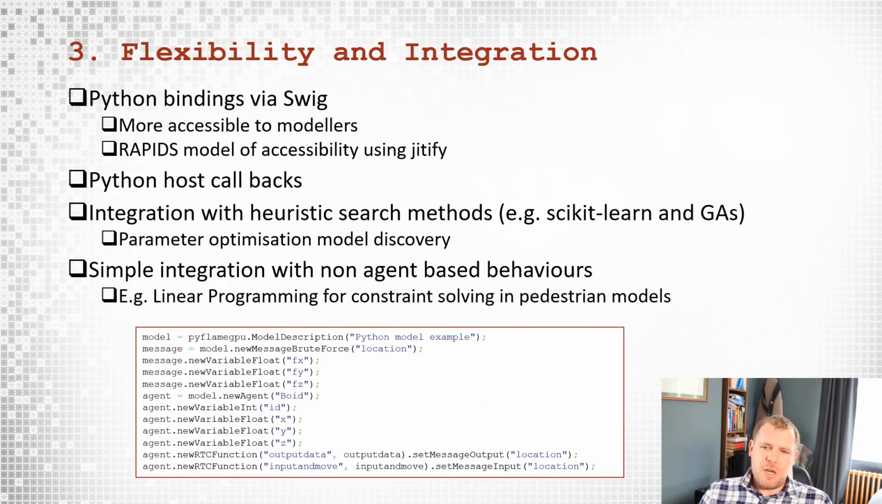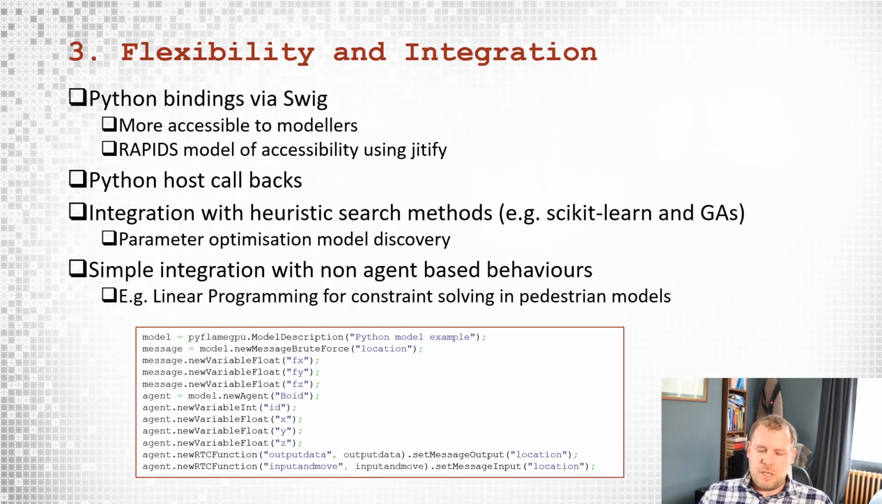So the third challenge for general agent-based modeling on GPUs is really this idea of flexibility and integration. C++ is a fantastic language and a fantastic performant language as well, but increasingly modelers are wanting to use higher level languages, things like Python, and using template generated code that we had previously, it's very difficult to map and have Python interfaces.